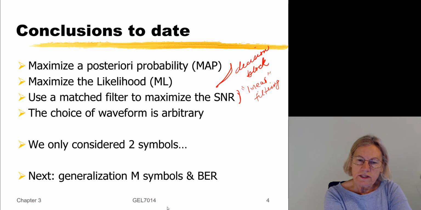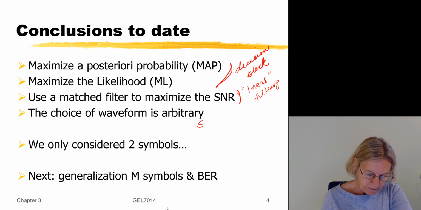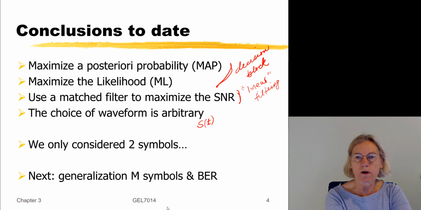We also concluded that the actual symbol waveform itself, we never specified. The bound on the signal to noise ratio was based on the energy in that signal. But once I fix the energy of the signal, it really doesn't matter how I shape that waveform. Square wave, triangle, sawtooth, any of the waveforms that I want to use doesn't really change the performance of the receiver.